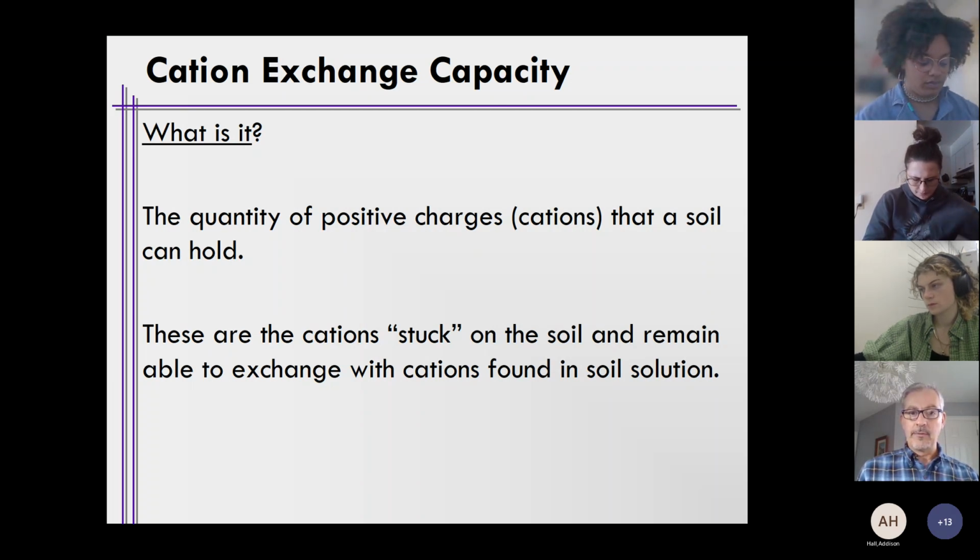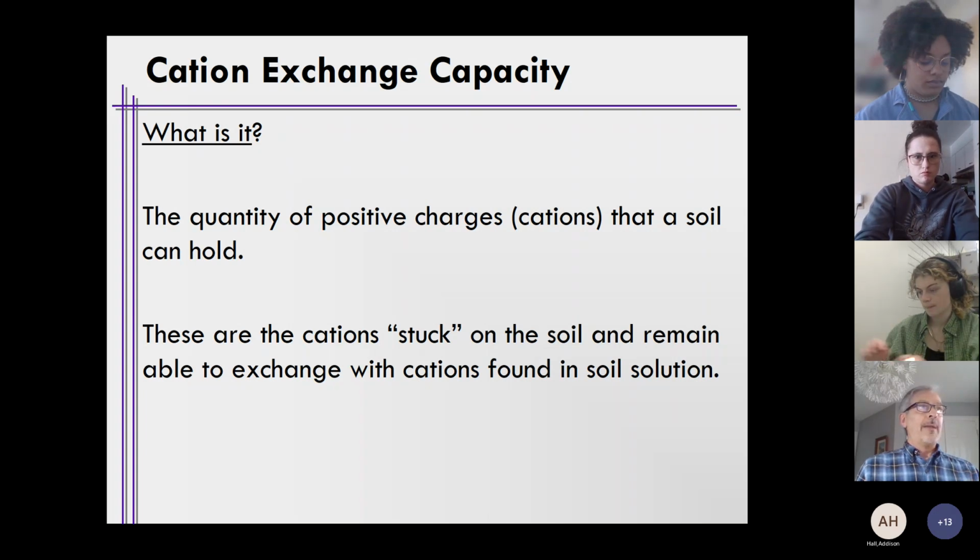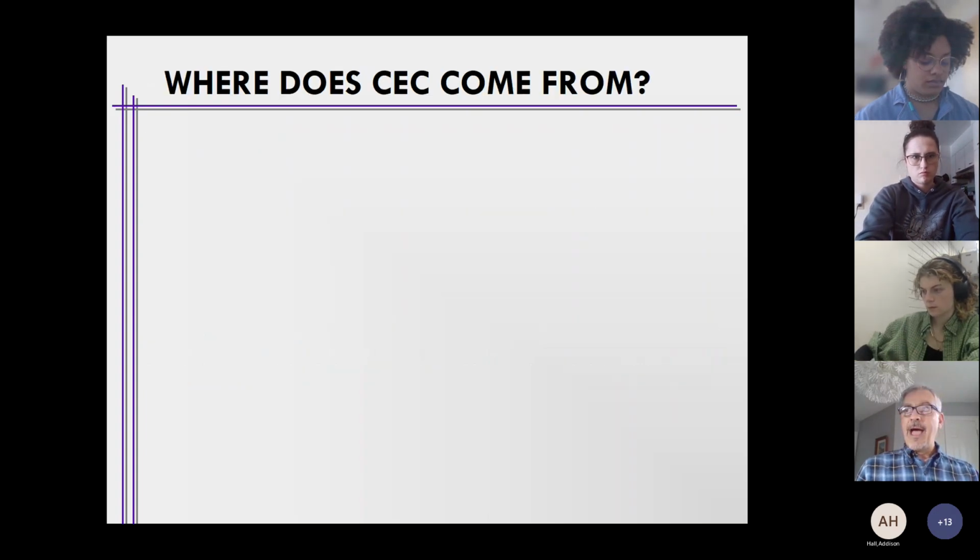And you've probably learned this, that soils are negatively charged for a number of reasons. And you're going to learn about that today. So with that in mind, where does cation exchange capacity come from? So let's keep this simple.